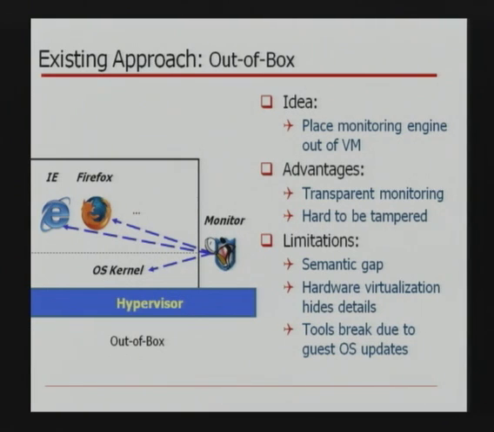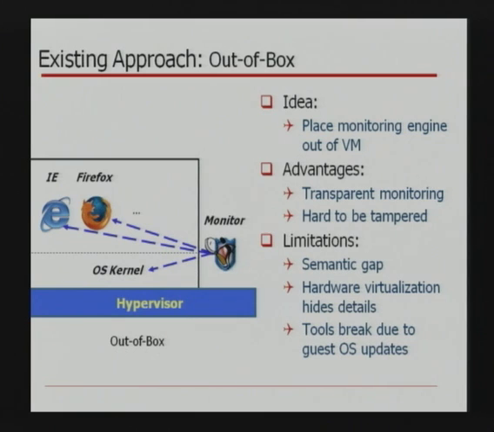The first limitation is the semantic gap. Because the monitor has been moved out of the box, it can only see raw memory, and it needs to reconstruct all the semantic objects of the operating system, such as the process descriptors, the page tables, and the file system hierarchy, and use this knowledge to find the interesting objects in the virtual machine.